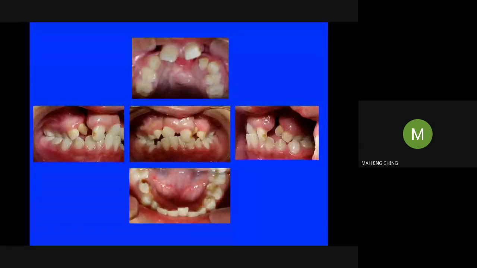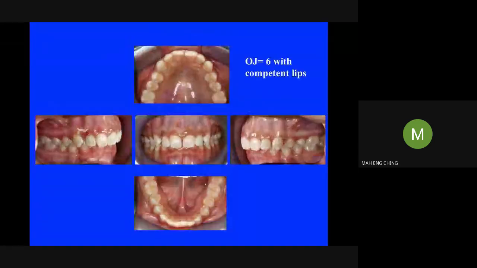So this one, simple. It is a 5P. Everyone agrees, 5P, cleft. How about this? Overjet 6 millimeters with competent lips.